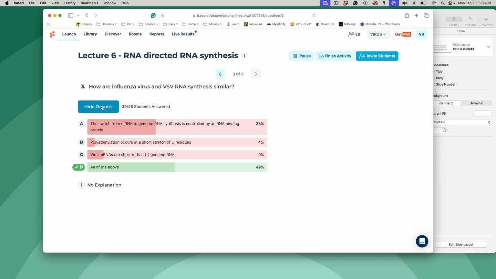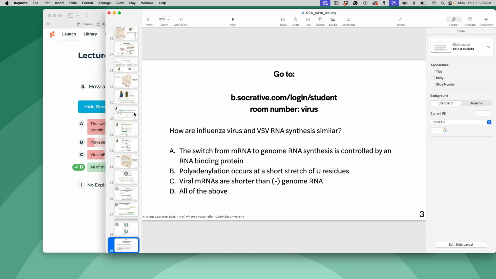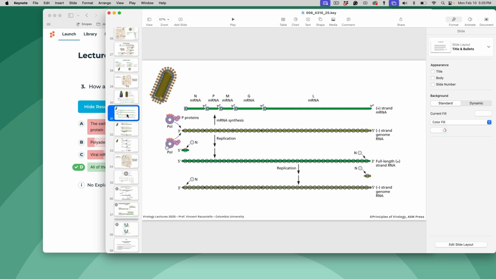So the answer is all the above, which the majority of you got. So the switch is controlled by an RNA binding protein, totally the same for both. But polyadenylation also occurs at a stretch of U, and the mRNAs are shorter than minus genome RNAs. Yeah, we can look at that briefly here. Let's go back to VSV. So there we have VSV. The genome, the mRNAs are shorter.